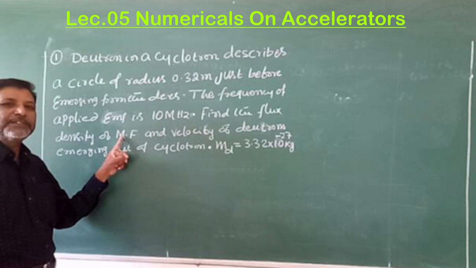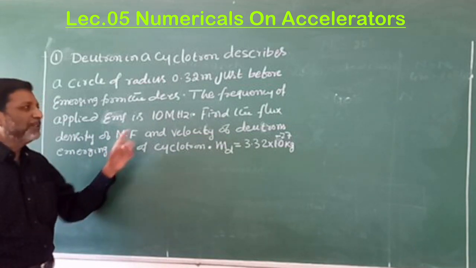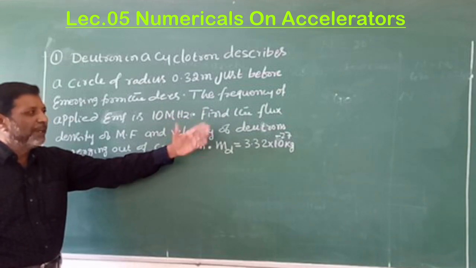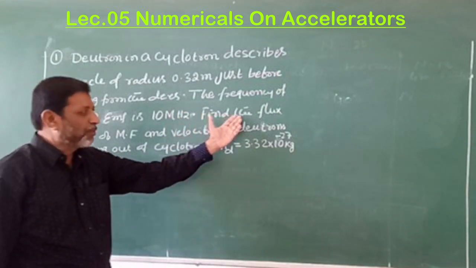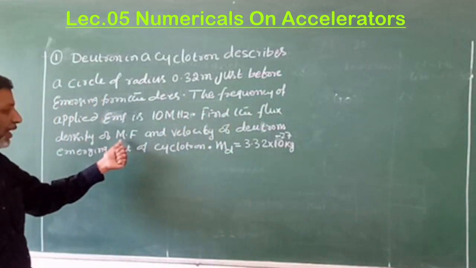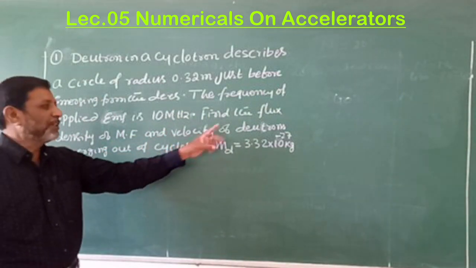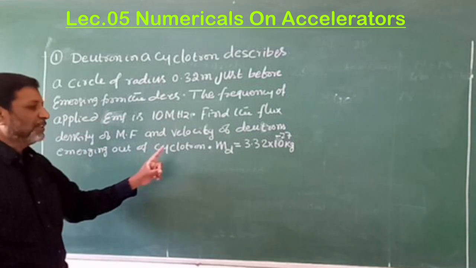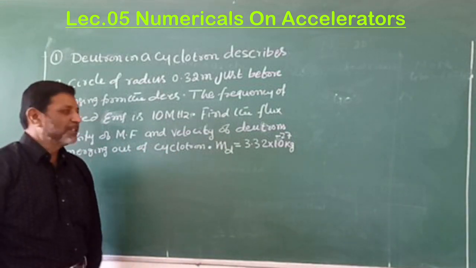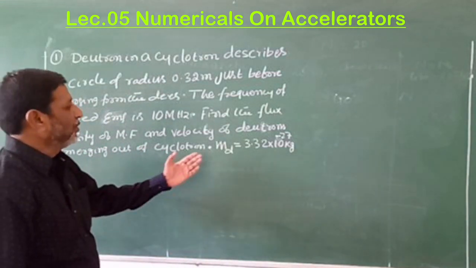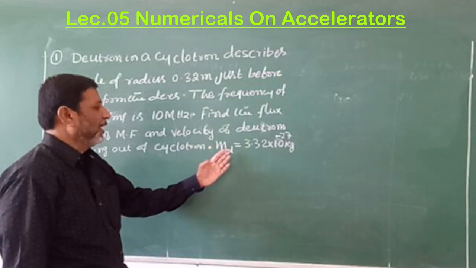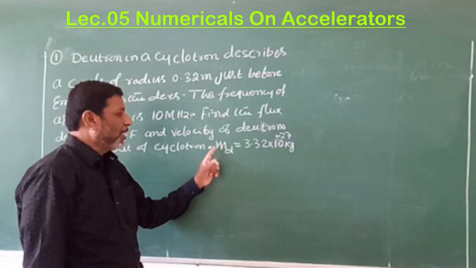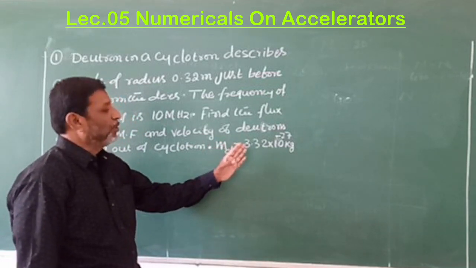Flux density is nothing but the magnetic field. Here, instead of asking directly to find the magnetic field, the same magnetic field is also pronounced as flux density of magnetic field, and find the velocity of the deuterons emerging out of the cyclotron. For the calculation, what is given to you? It is given that MD, the mass of the deuteron, is equal to this much.